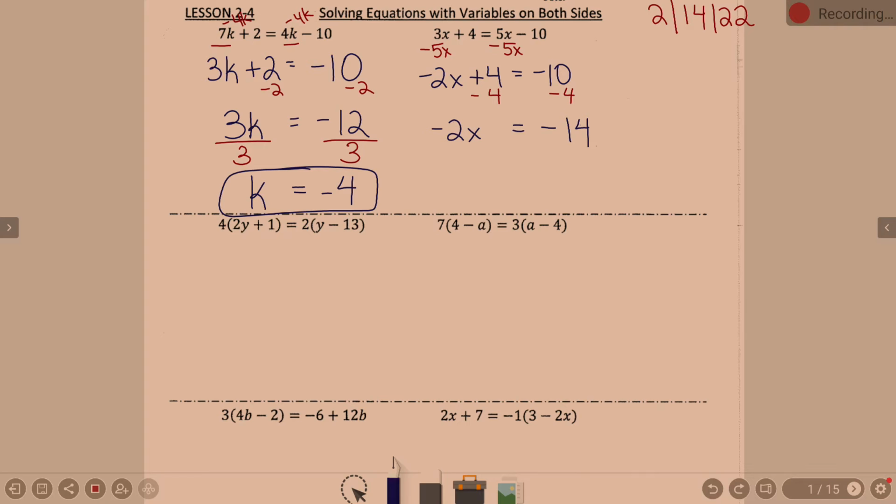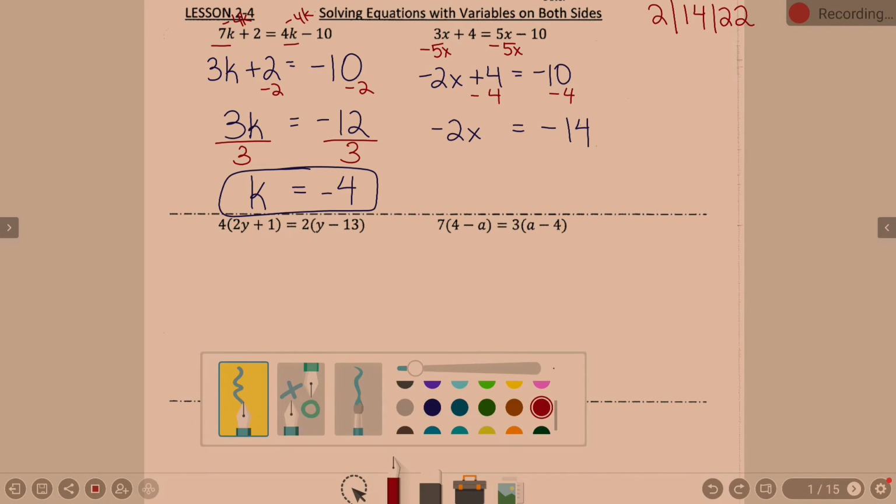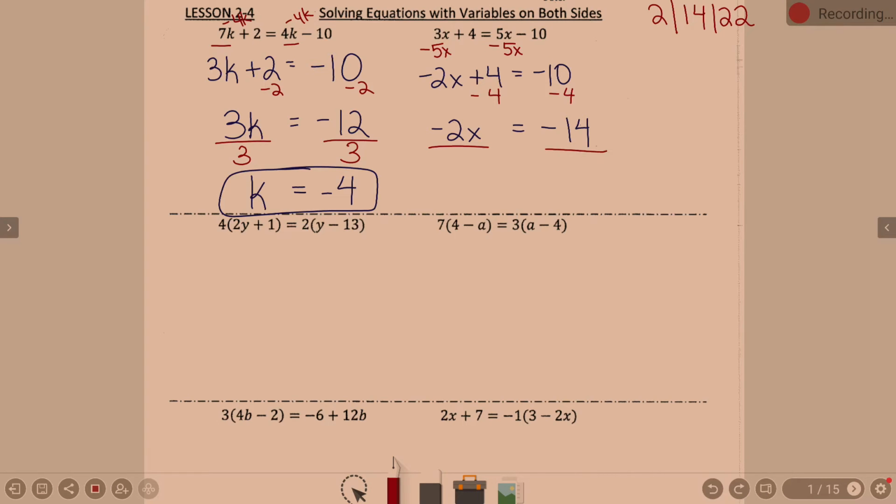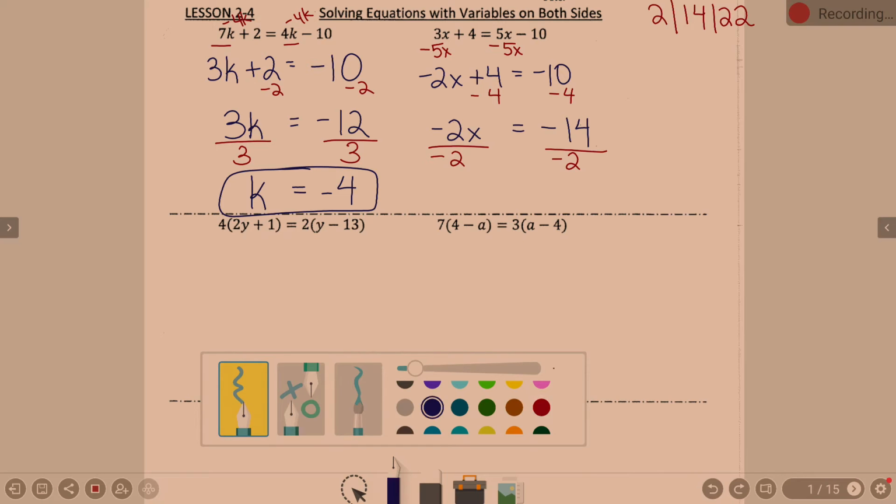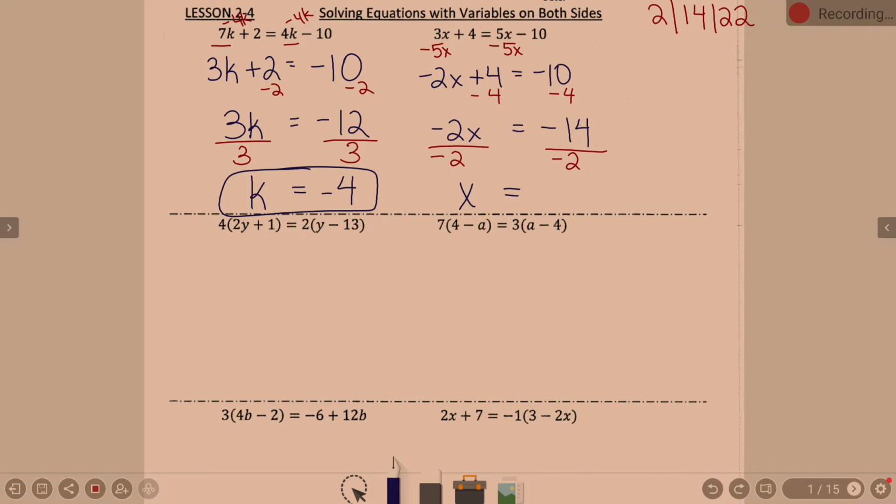Jacob, what's my last step here? If it's negative 2x equals negative 14, how do I get x by itself here? It's negative 2 times x. What's the opposite of timesing? Dividing. Good. So we're going to divide both sides by what number? More specifically, negative 2. Now, again, if you can't do this without a calculator, have a calculator at your desk, right? Negative 2 divided by negative 2 cancels. Negative 14 divided by negative 2? 7.